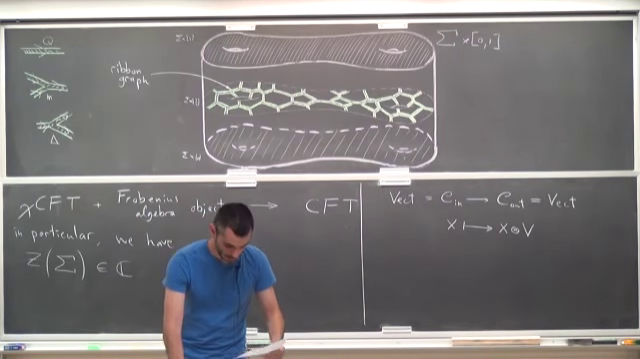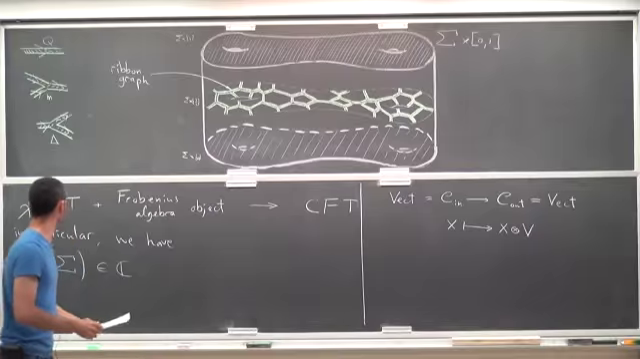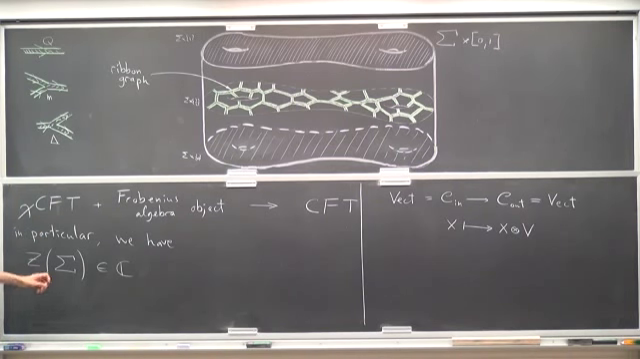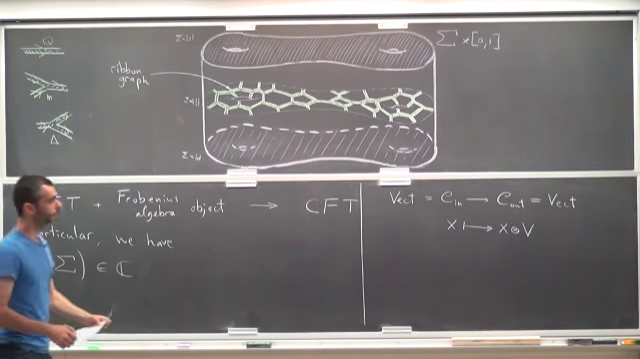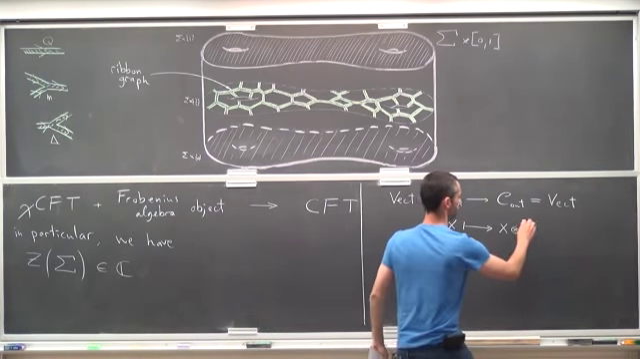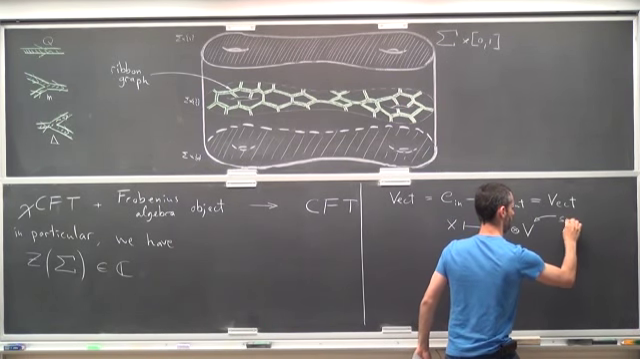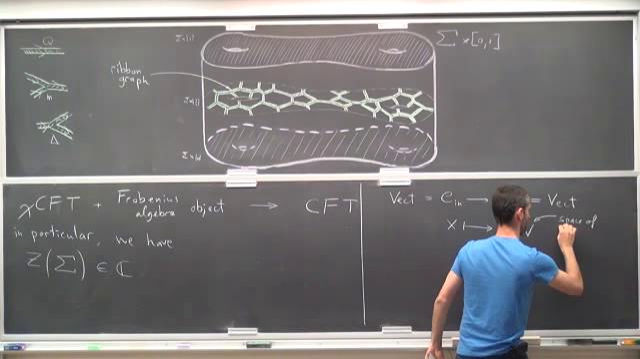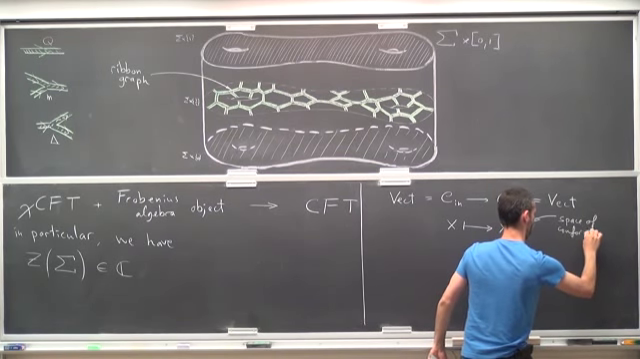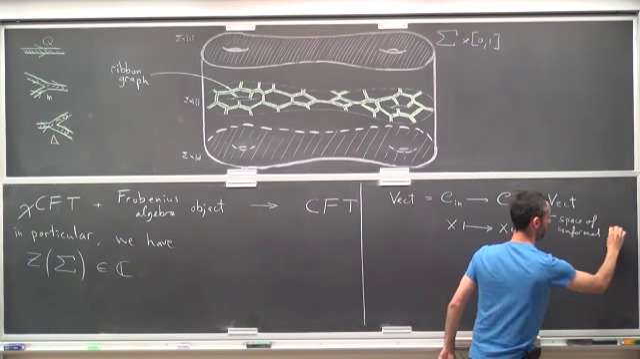This vector space has a name. This vector space is called the space of conformal blocks associated by the chiral CFT to the surface. That's just terminology.